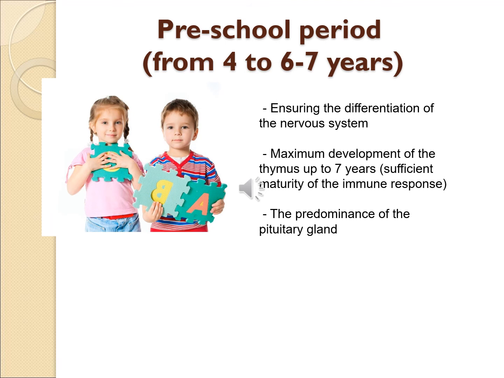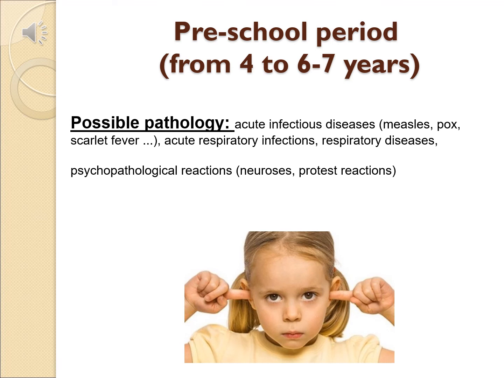Preschool period is the second part of the calf's teeth period, and lasts from 4 to 7 years. The most distinctive features of this time are differentiation of the nervous system, maximum development of the thymus, and predominance of the pituitary gland. Possible pathologies of this period are also acute infections and acute respiratory diseases and psychopathological reactions like neurosis and protest reactions.